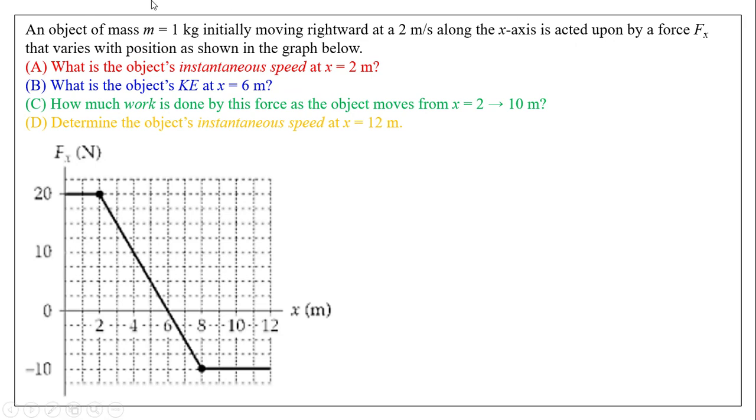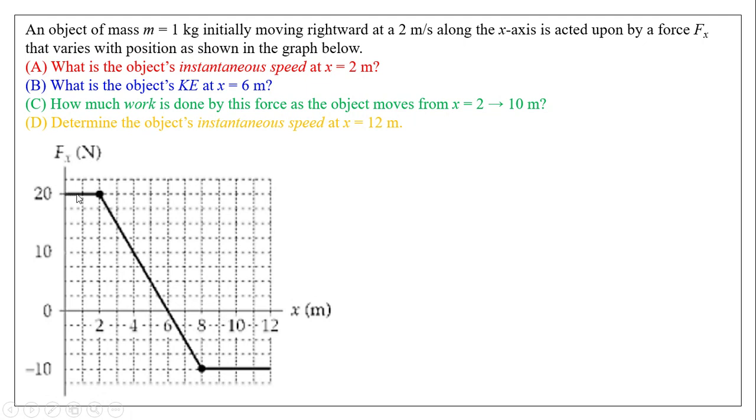So part A wants us to find the instantaneous speed at 2 meters. Part B wants us to find the KE at 6 meters. And then C wants us to find how much work is done between 2 to 10 meters. And then D wants us to find the instantaneous speed at 12 meters, which is pretty much the end of the graph.